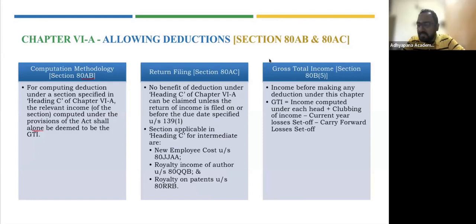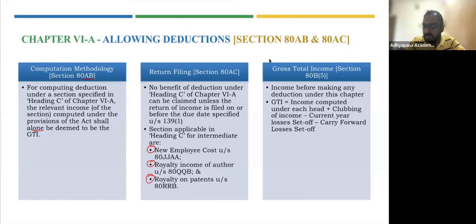And to claim these benefits, return filing is mandatory. So no benefit of deduction under heading C will be provided unless you're filing on time. But there are some exceptions to this: 80JJAA, 80QQB, 80RRB. These sections are typically eligible to be claimed even when you're filing a late return, so there is no restriction. Otherwise, generally, returns must be filed on time to claim your other deductions with respect to heading C. Whatever is the profit linked deduction is what we are talking about.